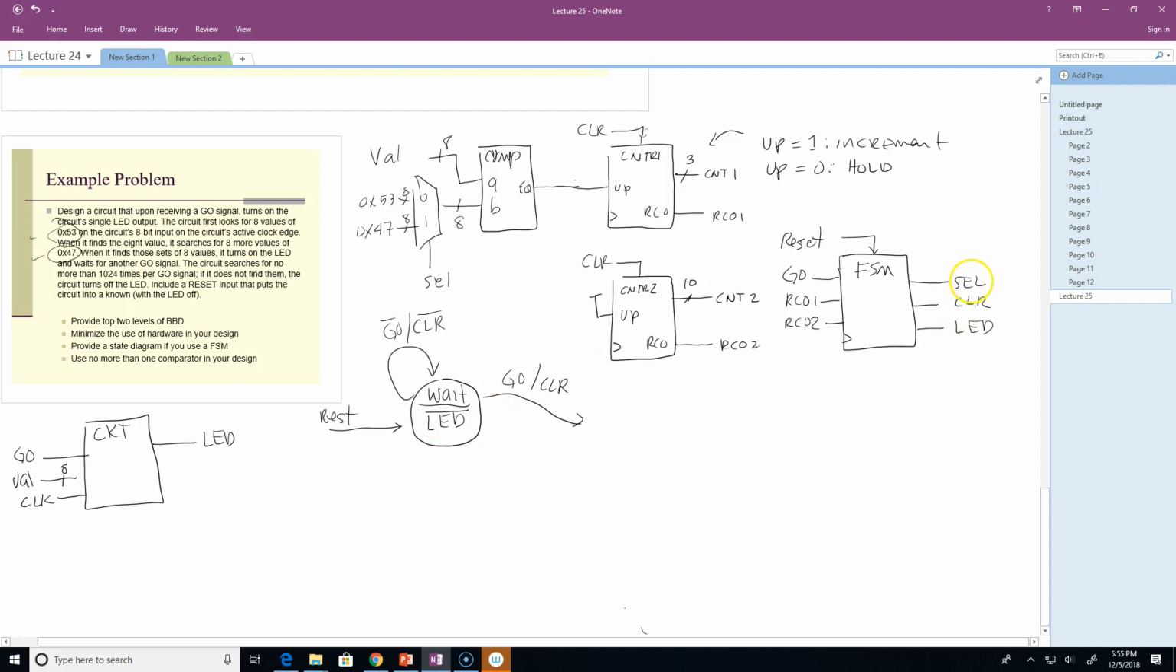What I'm interested in here is that I have a value for all these control outputs of the state machine for the state. I have a value for clear, I have a value for LED. Select, I'm not going to put a value for it because essentially it's a don't care, so I'm not going to junk up my diagram by putting that in there.